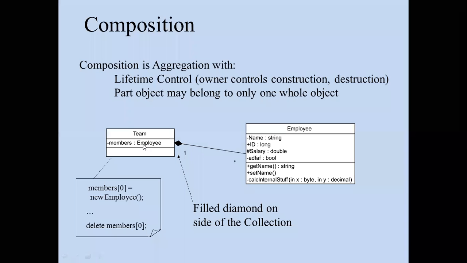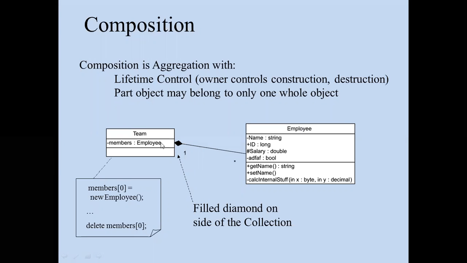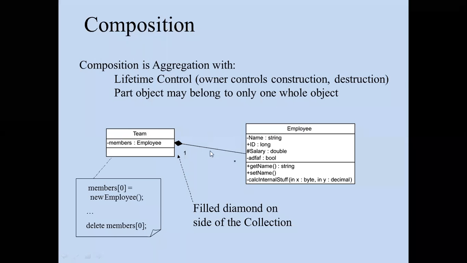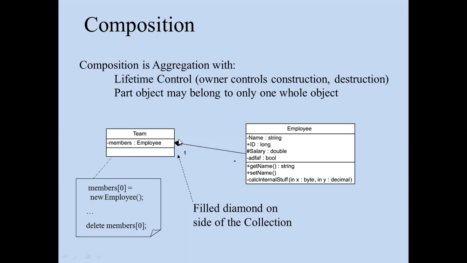This is the object of class Employee. You can see the Employee class. This is the composition. That means this class includes this other class. You can say this is the superclass, and it includes another class. This is the filled diamond on the side of the collection. This is the collection class, and it includes the Employee class. This is the way you can give the relationship for those classes.